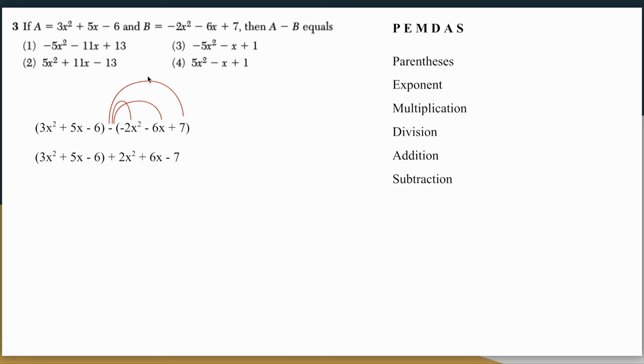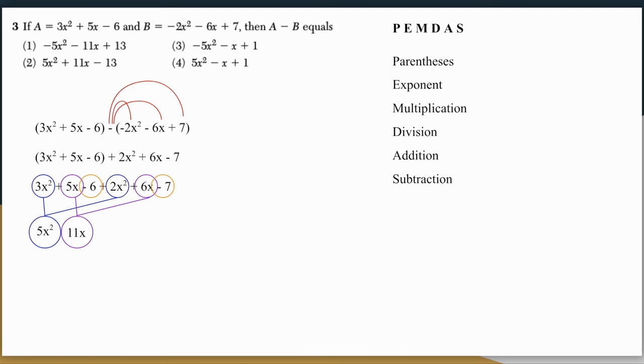Now negative 1 times positive 7 gives you negative 7 because unlike signs multiplied together give you a negative sign. Now I'm going to erase the parentheses here to get here. Now we're going to find the like terms. We have one here, another set here, and another set here. The next step is to combine the like terms. 3x squared plus 2x squared gives you 5x squared. Now combining 5x and 6x, we get 11x. Now combining negative 6 and negative 7, we have to do a little bit of math at the side.